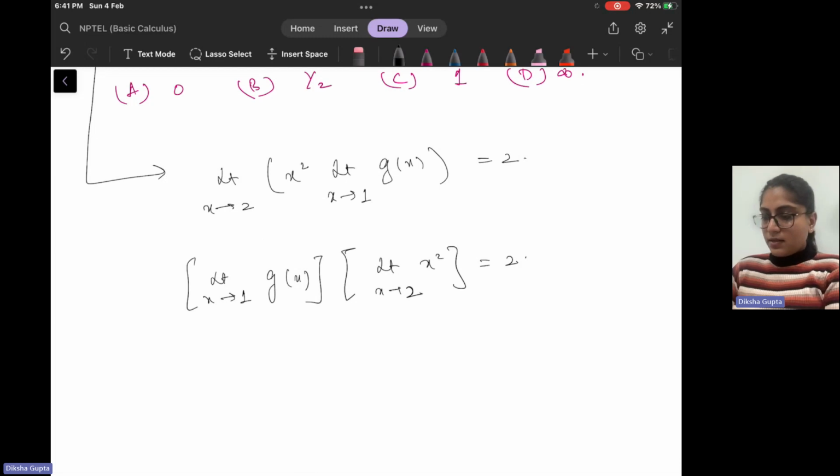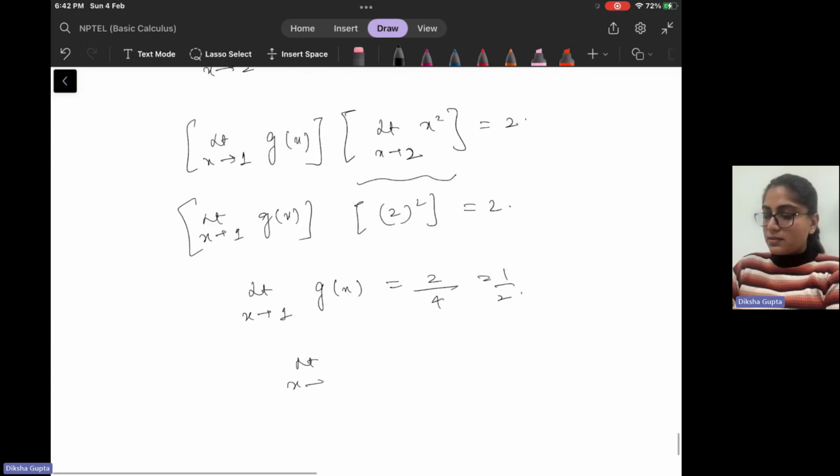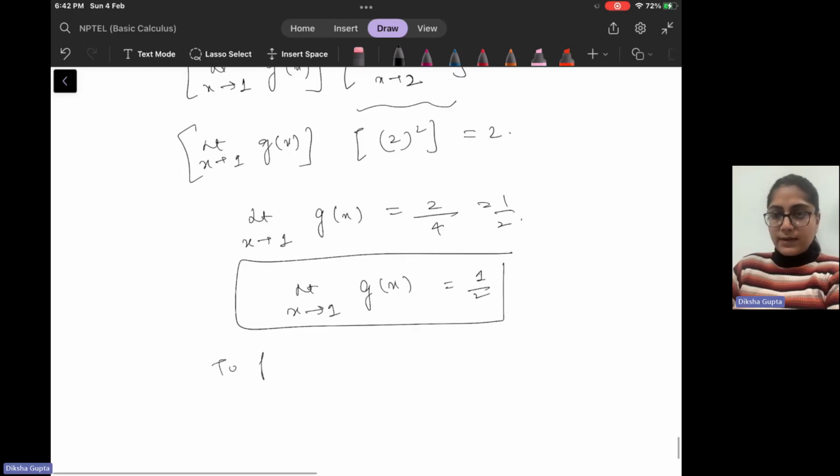You don't have to get confused by seeing two limits here. This is a polynomial type of function, so we can simply put the limit here. So this becomes 2 square, equals 2. So we have got the limit of g(x) is 2 by 4 equals 1 by 2. So the information we have is that the limit of g(x) at the point 1 is 1 by 2. What do we have to find? To find limit of x tending to 2 of g(x minus 1).